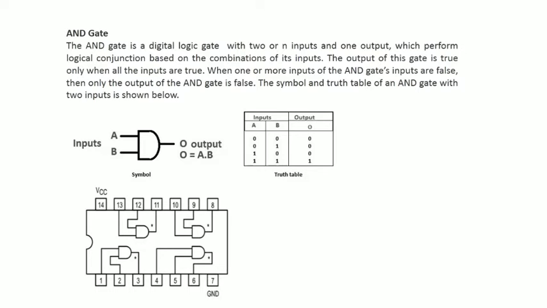Here we see the IC details for the AND gate. The IC number is 7408, in which 1 and 2 are the inputs and 3 is the output. For gate 2, 4 and 5 are the inputs and 6 is the output. For gate 3, 9 and 10 are the inputs and 8 is the output. And for gate 4, 12 and 13 are the inputs and 11 is the output. Pin number 7 and pin number 14 are ground and VCC respectively.